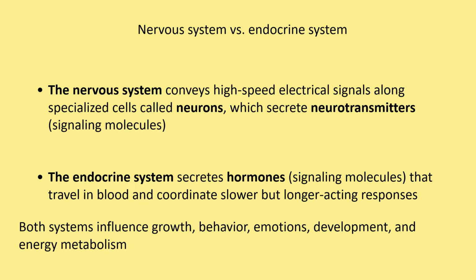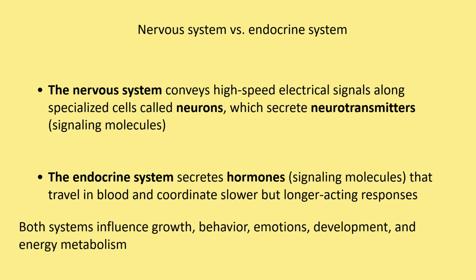So the nervous system conveys high-speed electrical signals along specialized cells called neurons. And these neurons secrete neurotransmitters, which are signaling molecules. We talked about this when we covered muscle tissue. I hope you remember that a motor neuron will transmit an action potential to a skeletal muscle cell, and the neurotransmitter at the neuromuscular junction is acetylcholine. So in the nervous system, communication actually happens via both electrical impulse, that's the action potentials, and chemical signals.